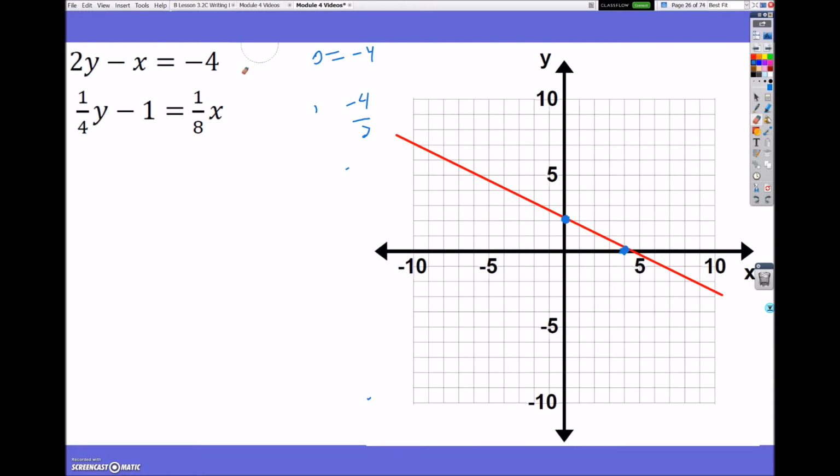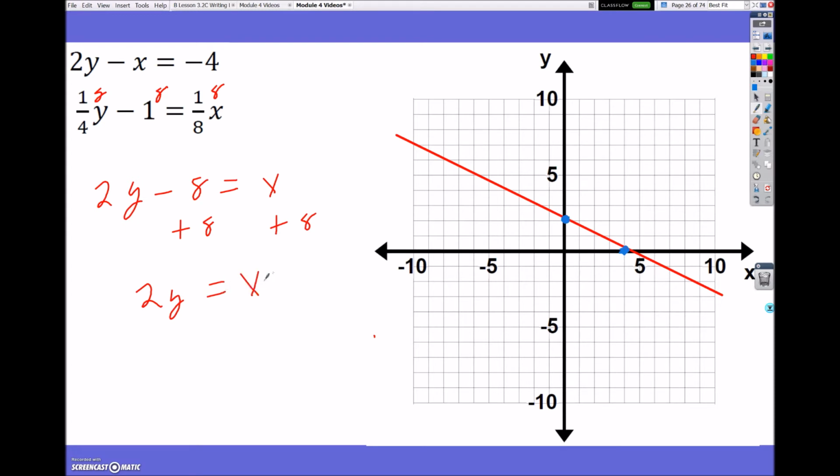Alright, so let's go ahead now. I'm going to look at 1/4 y minus 1 is equal to 1/8 x. First thing I would personally want to do is multiply everything by 8. If I multiply everything by 8, this will get rid of all my fractions to give me 2y minus 8 is equal to x. I'm going to add 8 on both sides. This would give me 2y is equal to x plus 8. And I'm going to divide both sides by 2. And this will give me y equals 1/2 x plus 4.